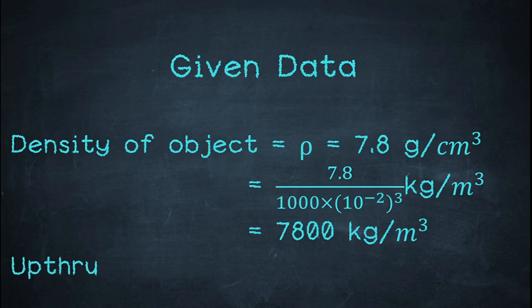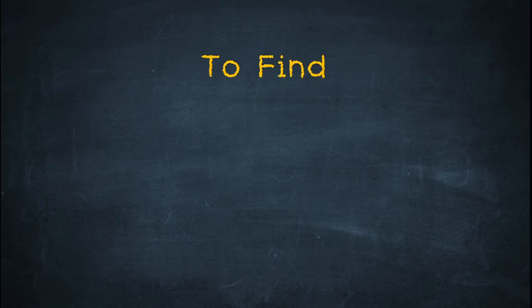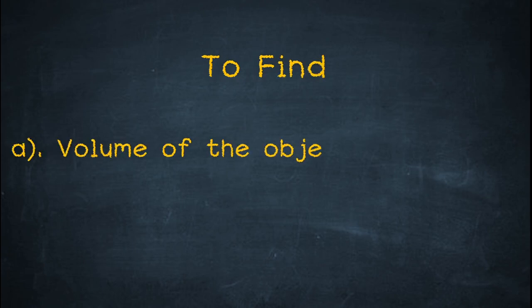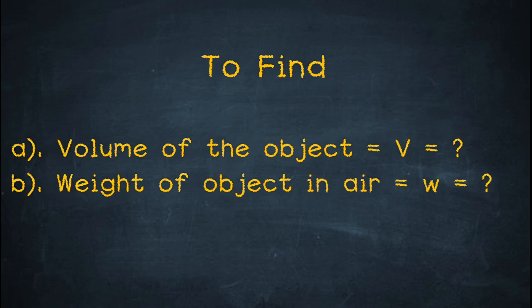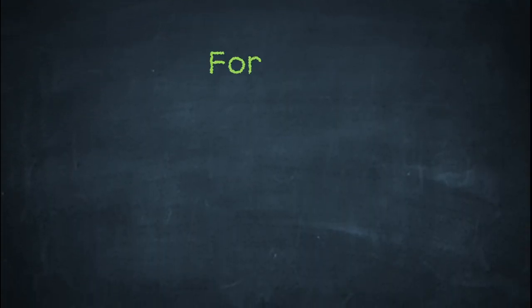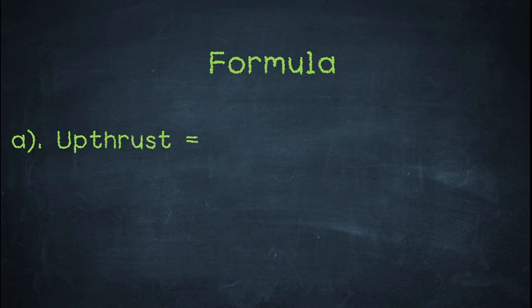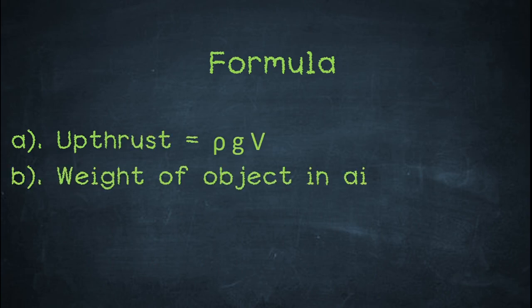meter cube. The upthrust on the object is 200 Newton, and we have to find the volume of the object V and the weight of the object in air, that will be represented by W. The formula that we will use will be upthrust is equal to rho gV, and the weight of the object in air is W is equal to mg.